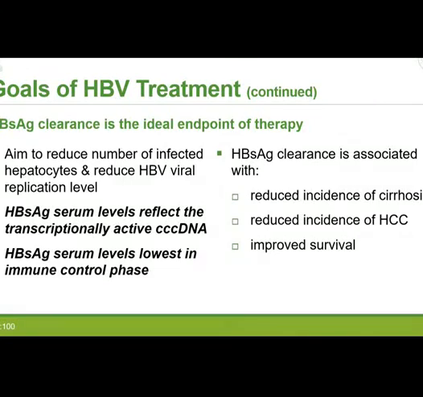Hepatitis B surface antigen clearance is an ideal endpoint. The aim is to reduce the number of infected hepatocytes and reduce hepatitis B viral replication. Hepatitis B surface antigen serum level reflects transcriptionally active cccDNA. Hepatitis B surface antigen serum level is lowest in the immune control phase. We have talked about it. Hepatitis B surface antigen clearance is associated with reduced incidence of fibrosis, reduced incidence of hepatocellular carcinoma, and improved survival and quality of life.